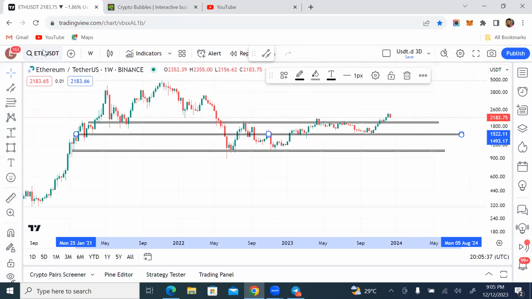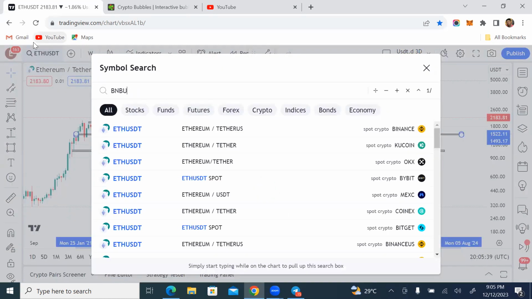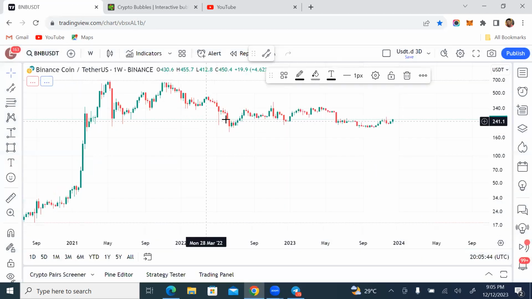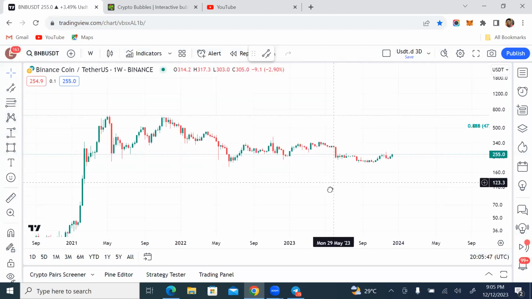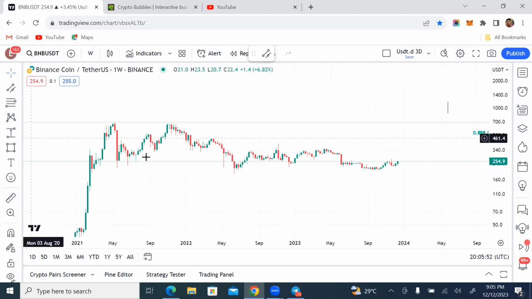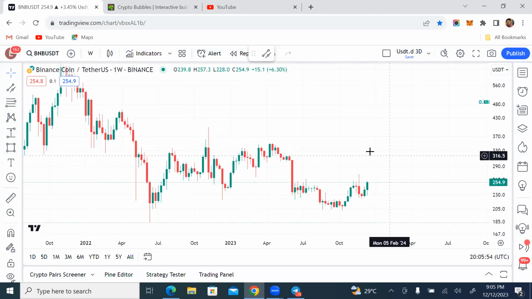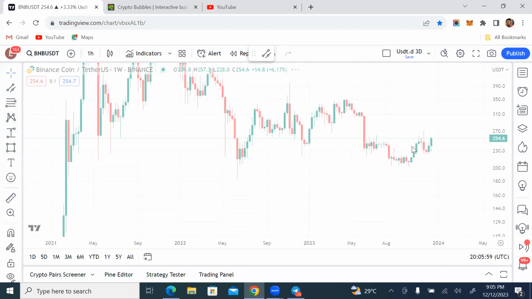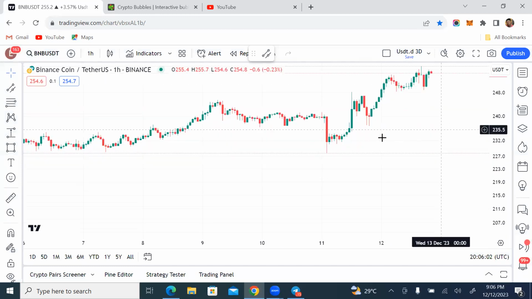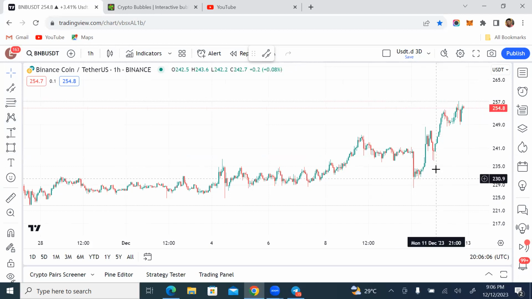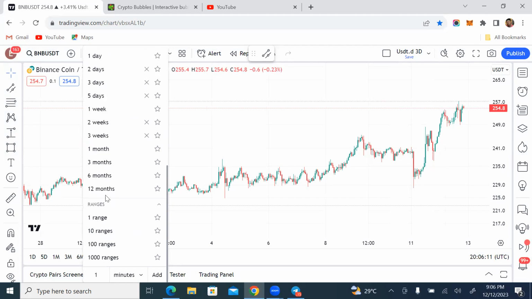Okay, let's see what BNB is saying. I don't think I've done anything for BNB. Okay, I just drew a horizontal line. So let's plot this for BNB. BNB is actually doing well. I'm even surprised that BNB of all coins is performing well. So now let's go to the 1 week time frame.